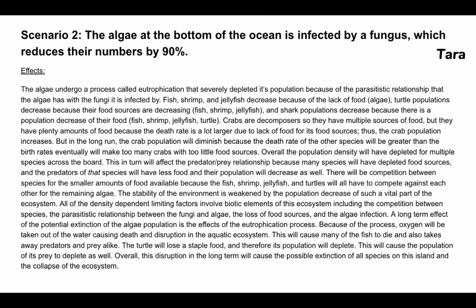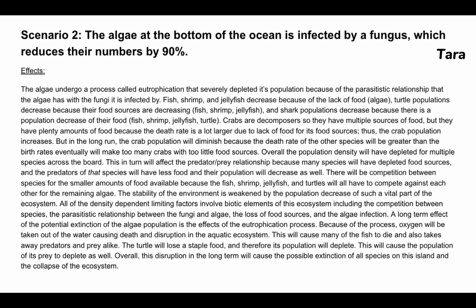So, scenario 2, the algae at the bottom of the ocean is infected by a fungus, which reduces their numbers by 90%. The algae undergo a process called eutrophication that will have severely depleted its population because of the parasitic relationship that the algae has with the fungi that it is infected by. The fish, shrimp, and jellyfish in this ecosystem will have a population decrease because of the lack of one of their main food sources, the algae.